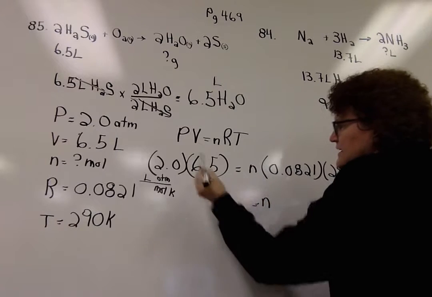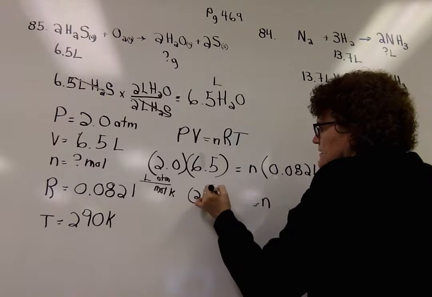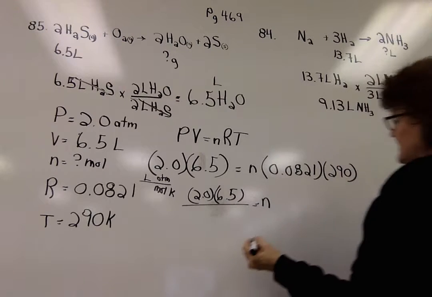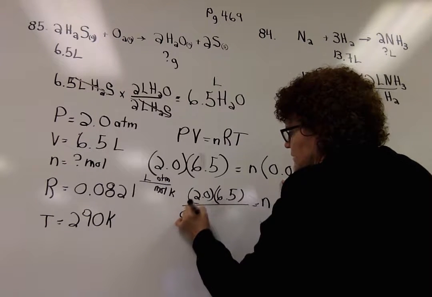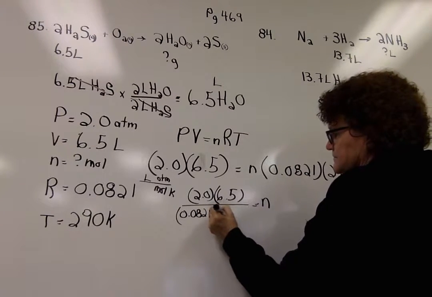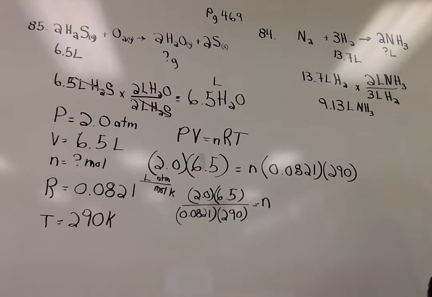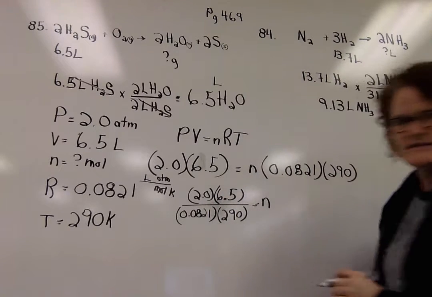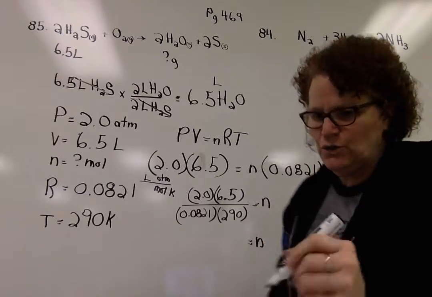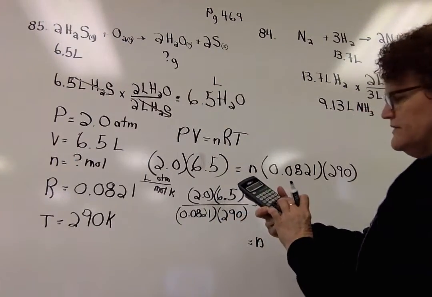Okay, so now to solve for N, let's do it this way. N is actually these two numbers, 2 and 6.5, divided by 0.0821, divided by 290. All right, so that's the 2 atmospheres of pressure. So when we solve for N equals, let me grab my calculator. I haven't actually calculated this out.